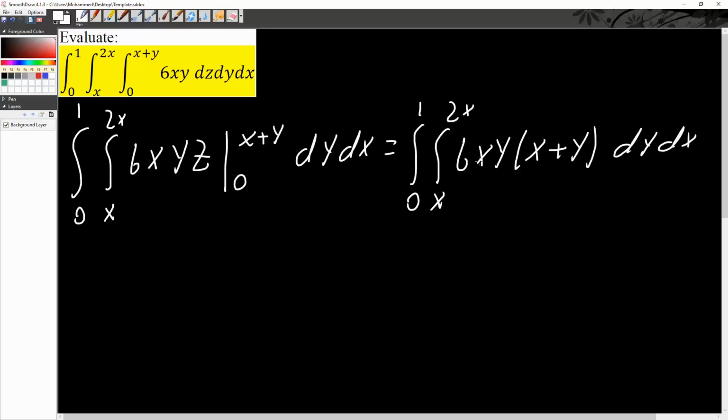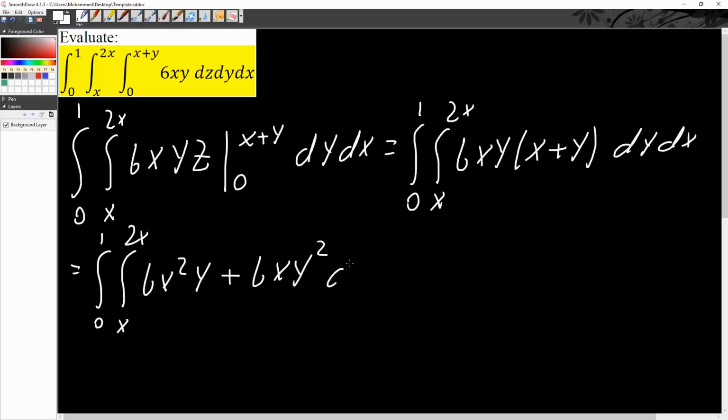Next we will multiply these two terms out. And so we would get the integral from 0 to 1, x to 2x. When we multiply, we would get 6x squared y plus 6xy squared in terms of dy dx. Now we will take the integral of this in terms of dy. So we would get 0 to 1.